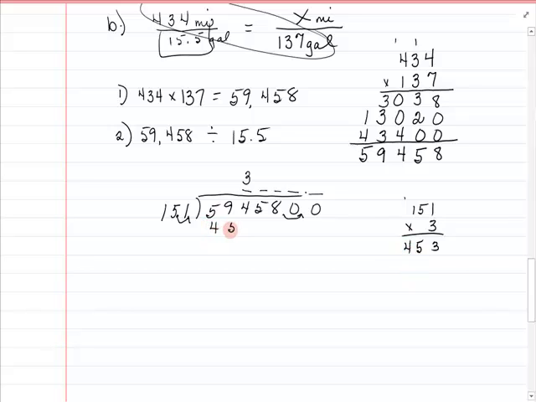So 453. Subtract: 1, 4, 1. Bring down a 5. Well, it's going to go in there quite a few times. I think I'm going to try, oh goodness, 8. 8 times 1 is 8. 8 times 5 is 40. Carry the 4. I think that might be right. I think 9 would be too big. Let's see. 8 times, what do we have?